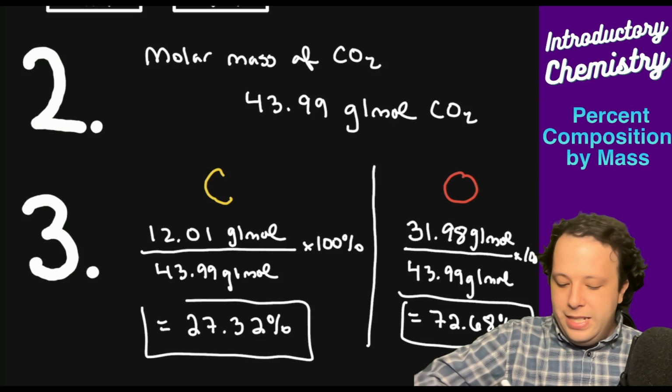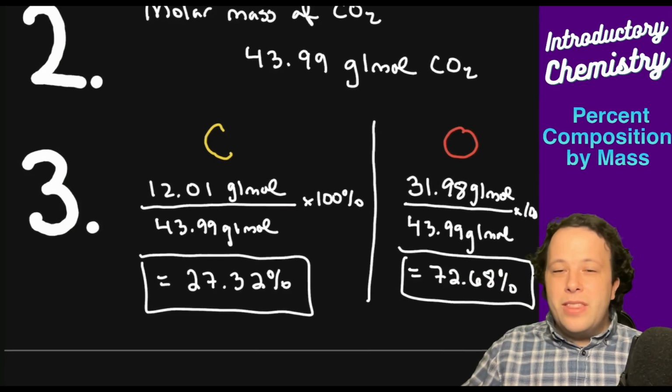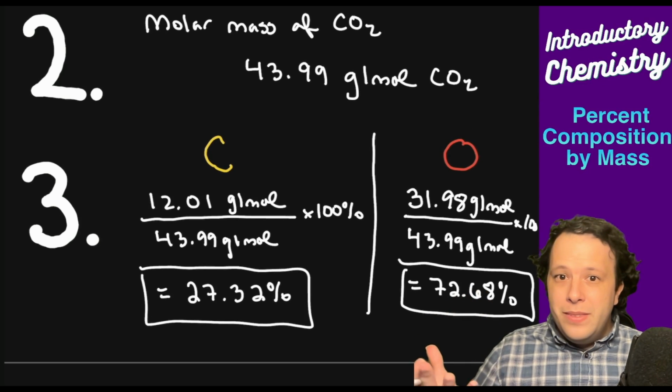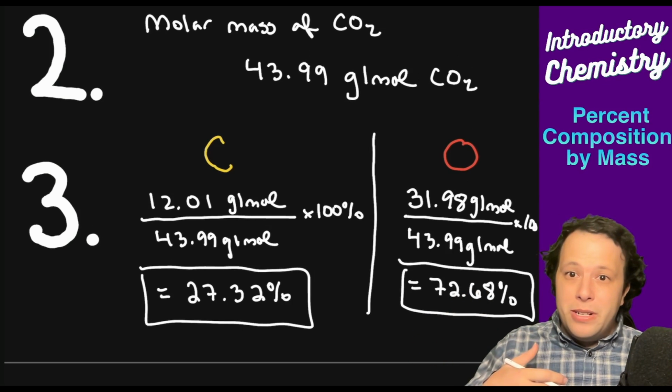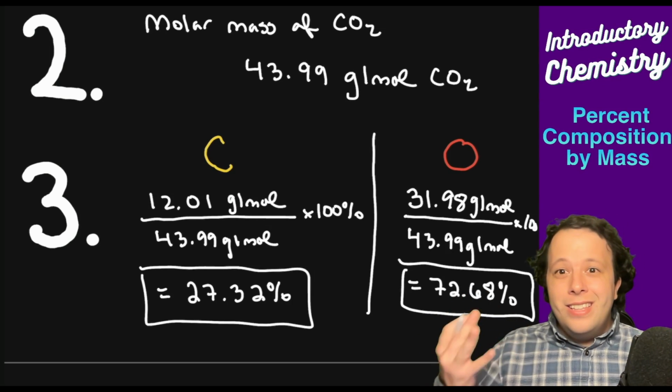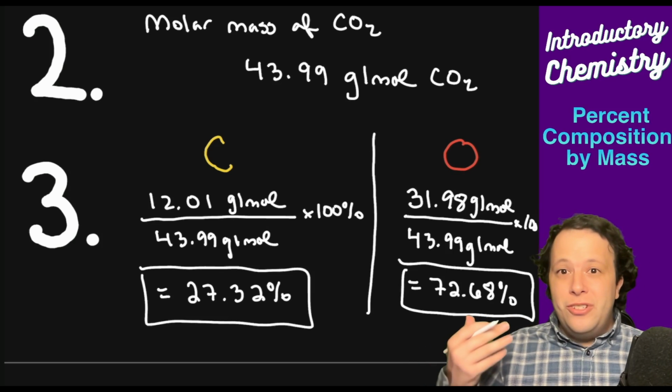So when we see CO2, 27.32% makes up carbon and 72.68% makes up oxygen. Let's try to do another example just like this one.